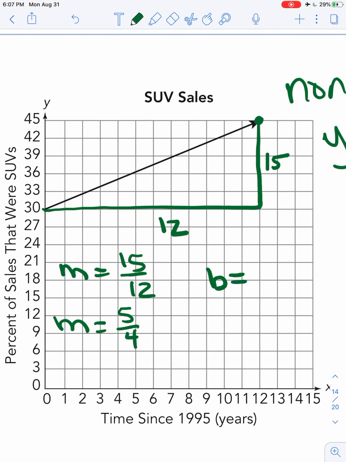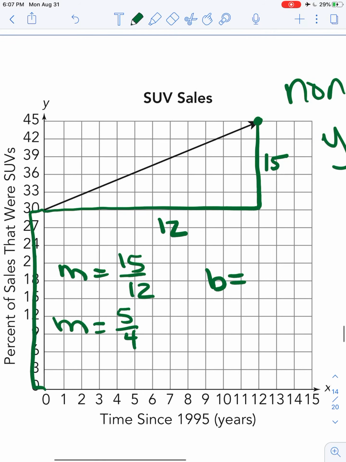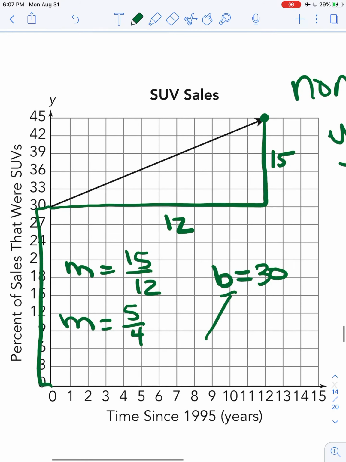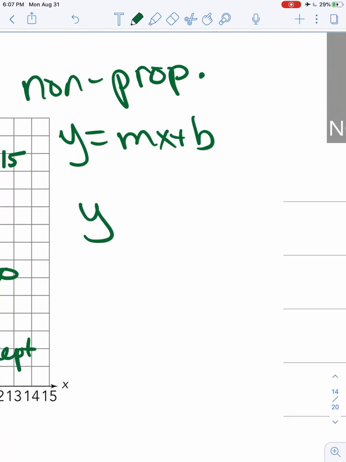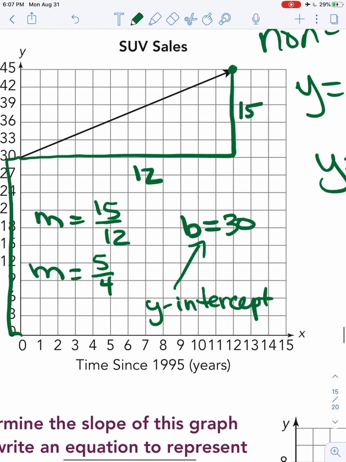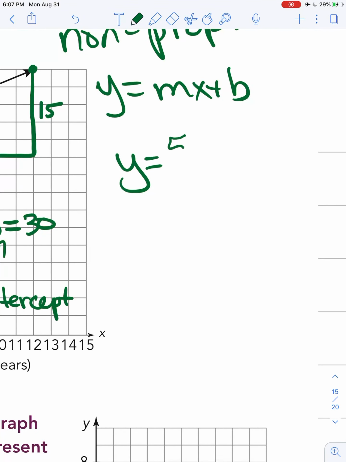Now the b value would be over here. How far away from 0, 0? It is 30 away. Guys, another name for this is y-intercept. So I make my equation. y equals, my slope was 5/4, 5/4 x plus my b value of 30.